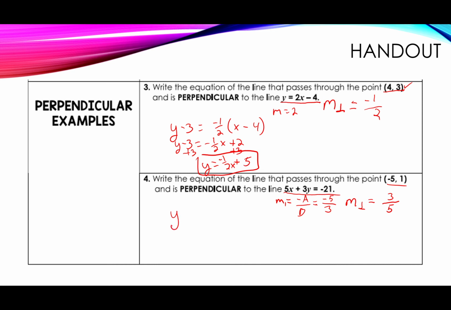Let's set this up. So y minus 1 equals 3 over 5, parentheses, x minus a negative becomes plus 5. All right, and then y minus 1 equals 3/5 x, and 3/5 times 5 becomes just plus 3. All right, I'm going to add 1 to both sides, and I get y equals 3/5 x plus 4.